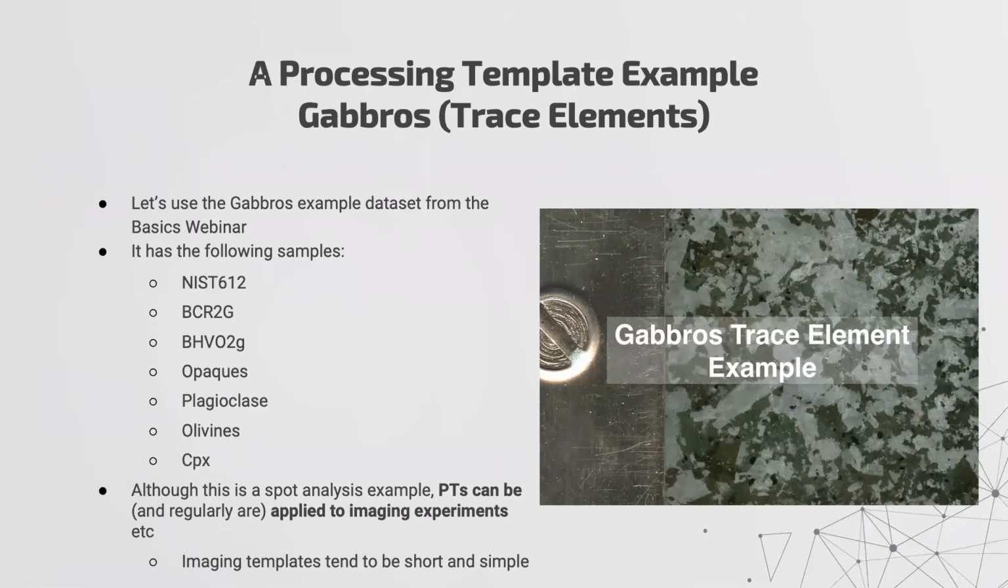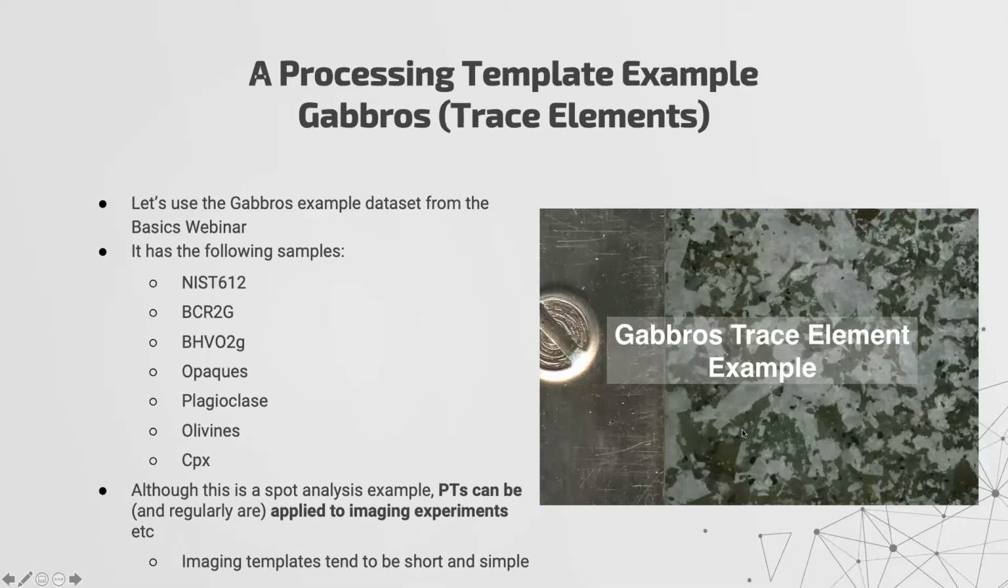So we'll do an example. This is going to be using the Gabbros dataset, which is a trace element spot analysis experiment. It's the same one that we used in the basics webinar, so if you've seen that webinar, hopefully it's familiar. In this experiment, we measured some NIST, some BCR2, and some BHVO2G. The basalt glasses were our secondary reference materials. We were also measuring a set of 4 different minerals. If you're not a geologist or a geoscientist, it doesn't matter what those minerals are. Basically, just think of them as different types of sample within this sample.